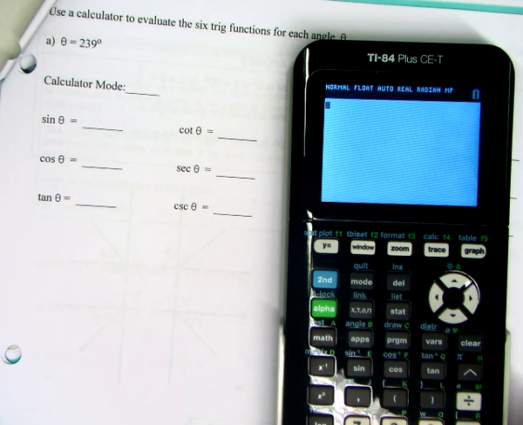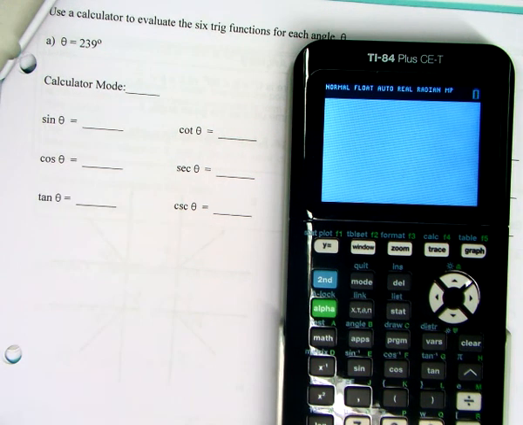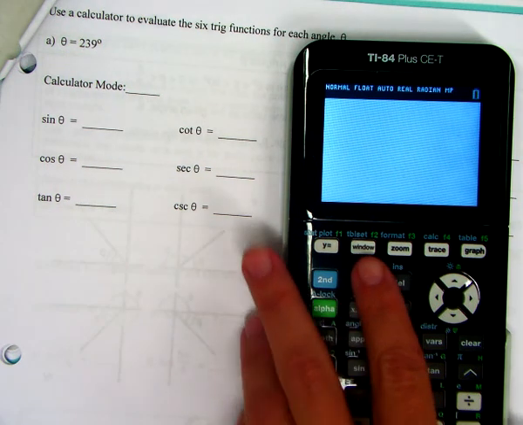The first thing you want to do is check your mode, okay? So in order to use these, the calculator will evaluate for you. Now, granted, it's 239 degrees, right? That's not on our unit circle, right? Your unit circle just has the 30s and 45s and 60s and stuff. So if I ask you to do sort of a strange one like this, that's when we would have to use our calculator, okay? So you want to go into mode first.